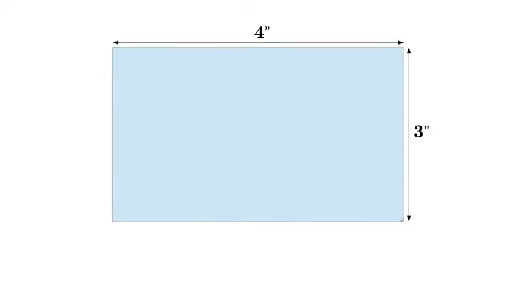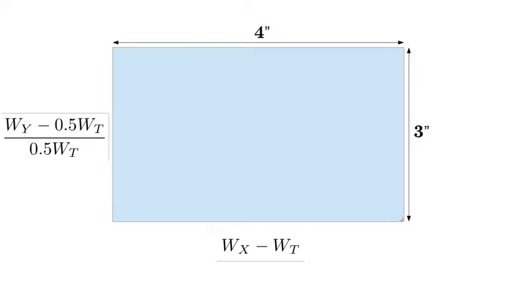Our distance that we cut in the X direction is calculated by this formula, where WX is the width of our board, which is 4 inches, and WT is the width of our tool, which is 0.125 inches. Then, we calculate how many passes we have to make in the Y direction using this formula, where WY is 3 inches and WT is once again the width of our tool. I divide the width of the tool by 2 because I want a little bit of overlap with each pass so we don't miss any material.